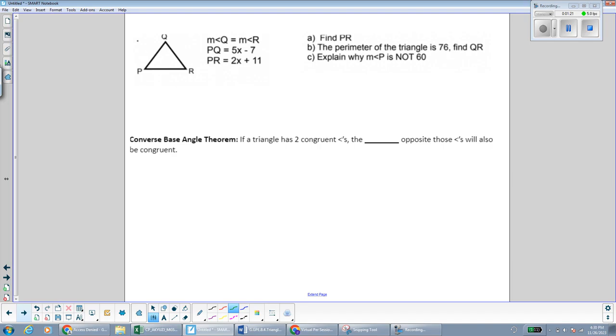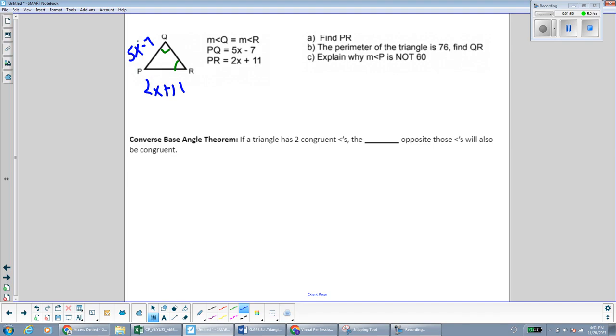Here we have another example, and we're given triangle PQR. We're told in the question that the measurement of angle Q is equal to the measurement of angle R. So those two angles are congruent to each other. And we're told that PQ is 5x minus 7 and PR is 2x plus 11. The first question says to find the length of PR. Pause the video and see if you can find the length of PR.